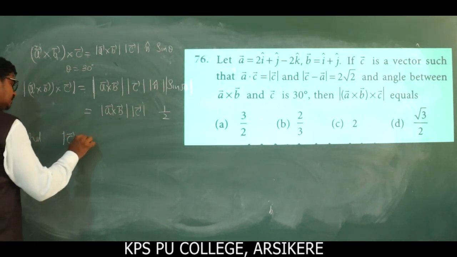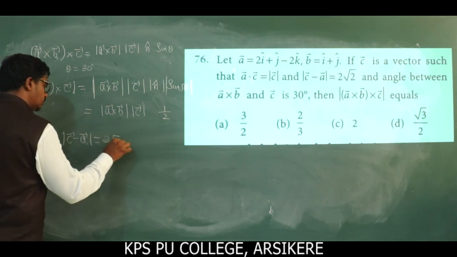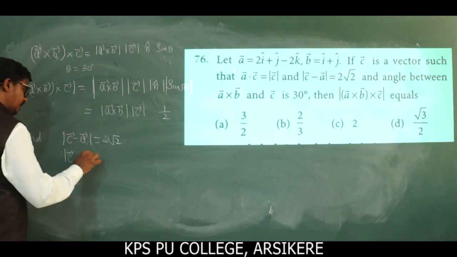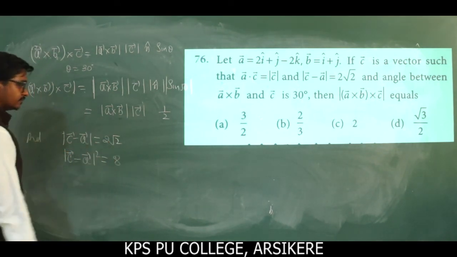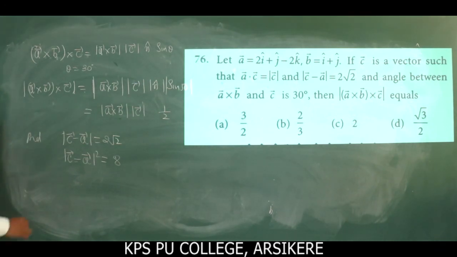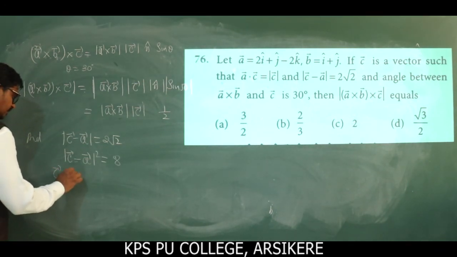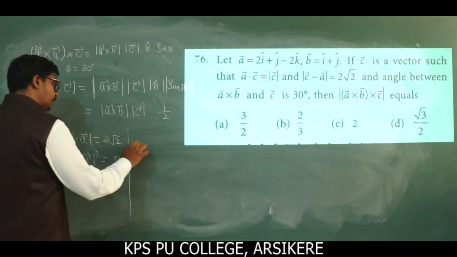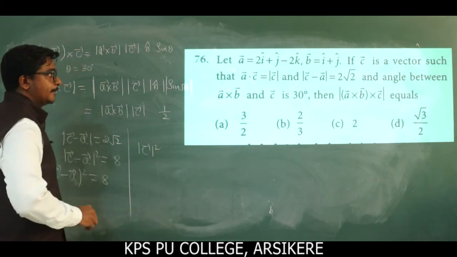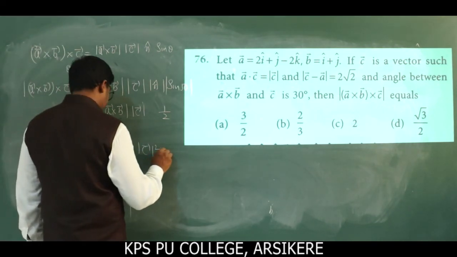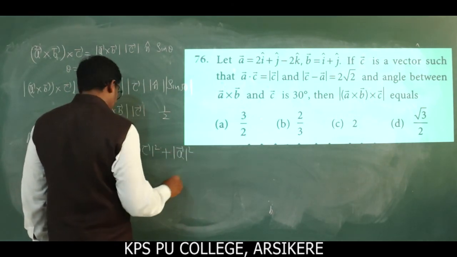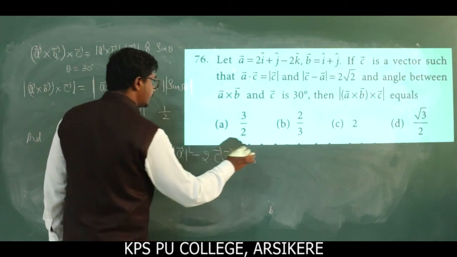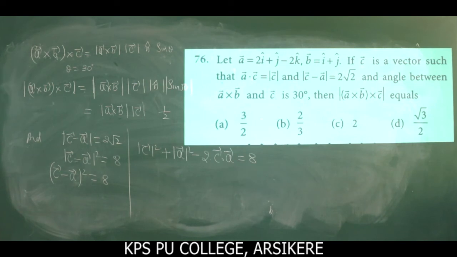Magnitude of vector C minus vector A is equal to 2 root 2. Squaring on both sides, vector C minus vector A whole square is equal to 8. 2 root 2 whole square is 8. Expanding, magnitude of vector C whole square plus magnitude of vector A whole square minus 2 times C dot A is equal to 8.